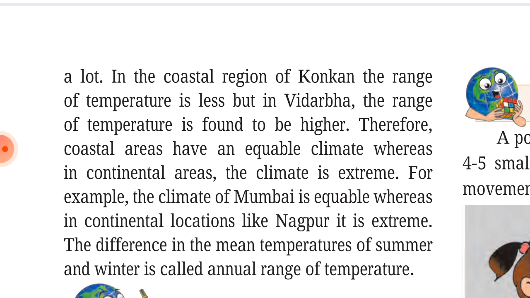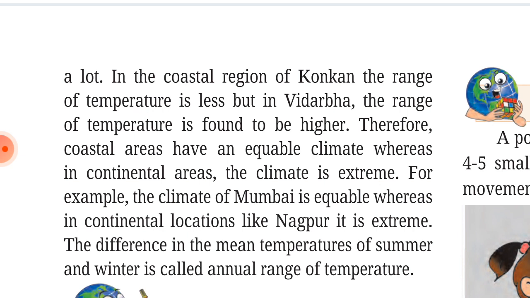In the coastal region of Konkan, the range of temperature is less, but in Vidarbha, the range of temperature is found to be higher. The same goes for the coastal region of Konkan also. There is a high amount of moisture there, and due to that the temperature range is lesser compared to Vidarbha. Now the Vidarbha temperature range is higher. That means the daytime and nighttime temperature difference is higher in Vidarbha compared to the Konkan region.